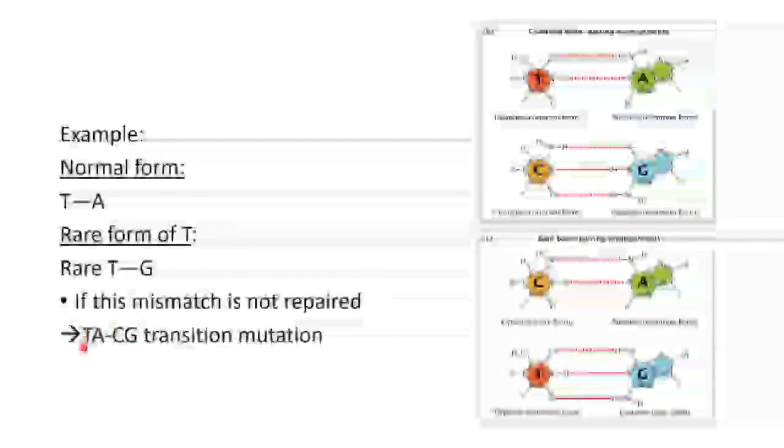So here the TA base pair is converted into CG, and this type of mutation is known as a transition mutation because you converted a pyrimidine into a pyrimidine and a purine into a purine, so it's a transition mutation. In the next slide I will explain this process more and show you how during DNA replication you can change the base pairing and introduce an error.